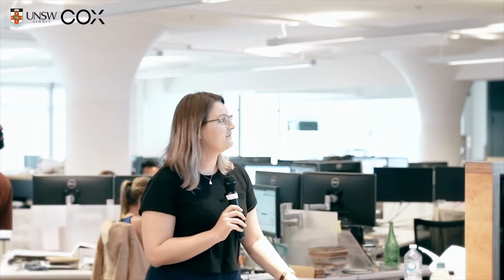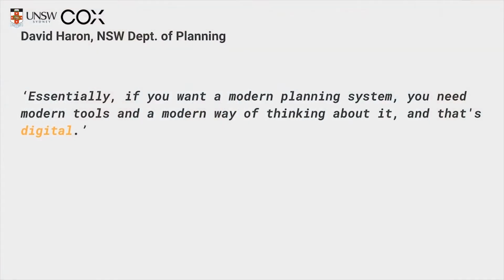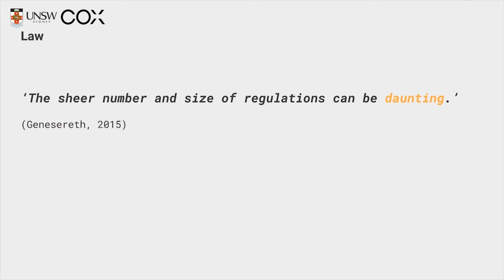So in an interview with David Harron, the senior planner at the New South Wales Department of Planning, he explained that these LEP datasets are quite large, and that the maps the LEP refers to are longer than the actual LEP itself. So one layer of information for an area could be 20 sheets of PDF, but when you consider land use maps, heritage maps, and FSR, it can get quite lengthy. And an interesting quote he said in the interview was, essentially, if you want a modern planning system, you need modern tools and a modern way of thinking about it, and that's digital.